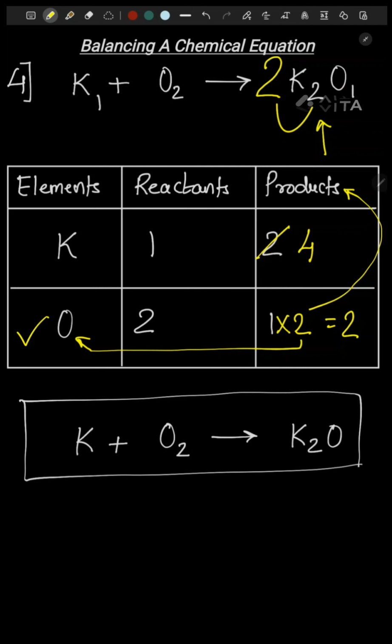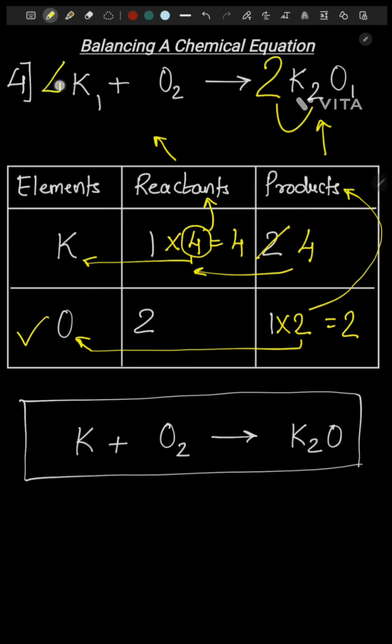So oxygen gets balanced, but potassium did not. So in order to balance potassium, as I have 1 over here, what I can do is simply multiply it with 4, right? So when I multiply 4 to the element potassium on the reactant side, now when I go on to the product side, do I find potassium alone? Yes, I need to multiply it with 4. Once I put 4, what do I get finally? 4K plus O2 gives 2K2O.